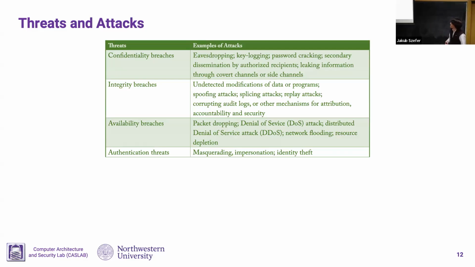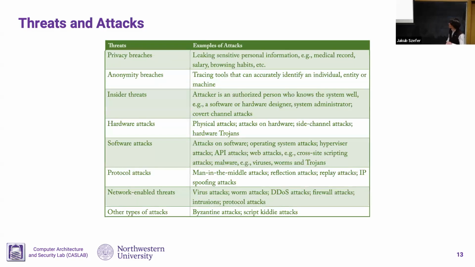So basically, whenever you invalidate one of those properties, then if somebody guesses your password, that could be the confidentiality breach, or if they modify some data in the memory of the computer, that would be an integrity breach. So these are different things you can focus on. And so, again, more definitions: privacy breaches, anonymity breaches.